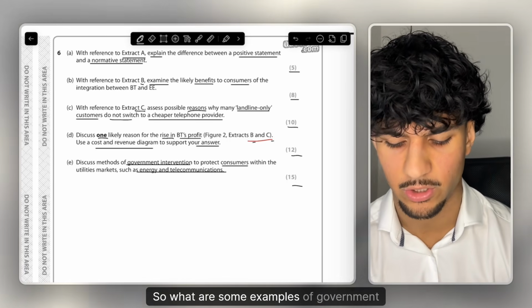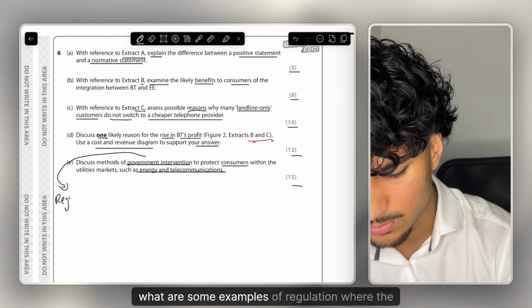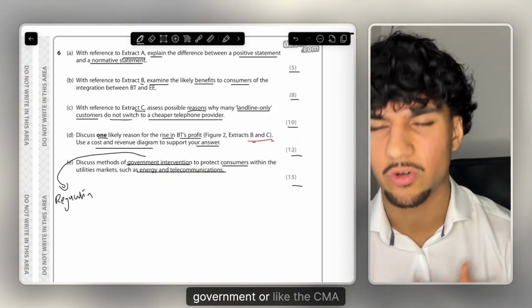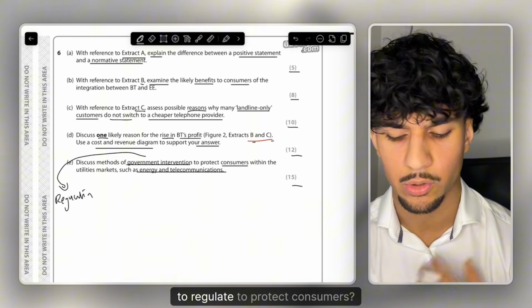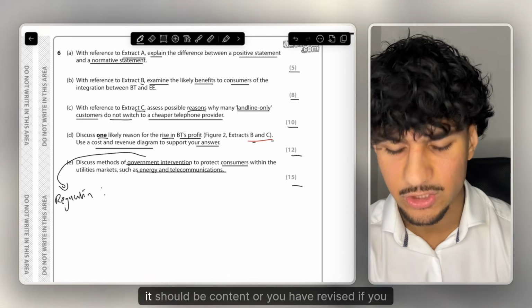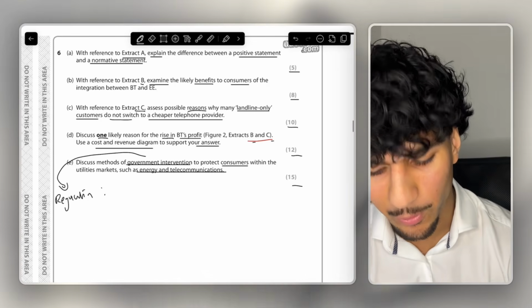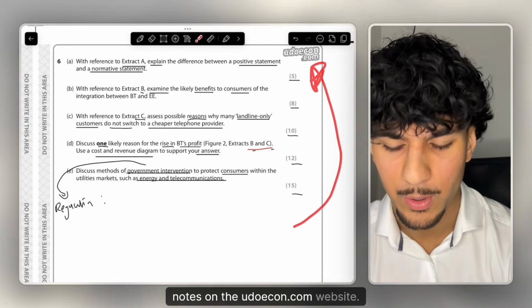Now, what are some examples of government intervention, or as some of you may know it a bit better, what are some examples of regulation where the government or the CMA can involve themselves in the market to regulate, to protect consumers? And a few should pop into your mind. This is, of course, part of the spec. It should be content knowledge you have revised. If you have not revised it, of course, flashcards are available and revision notes on the udoecon.com website.